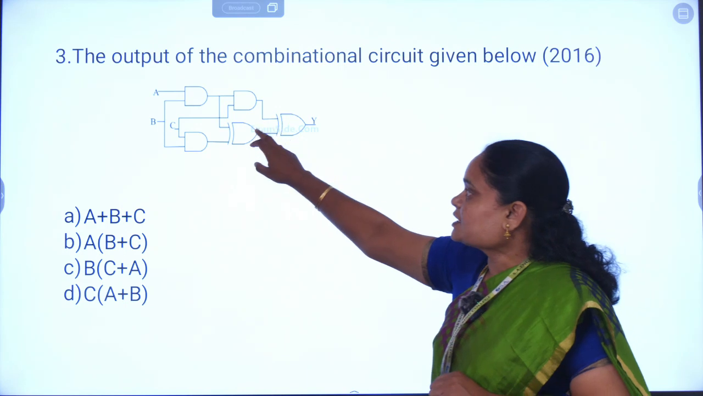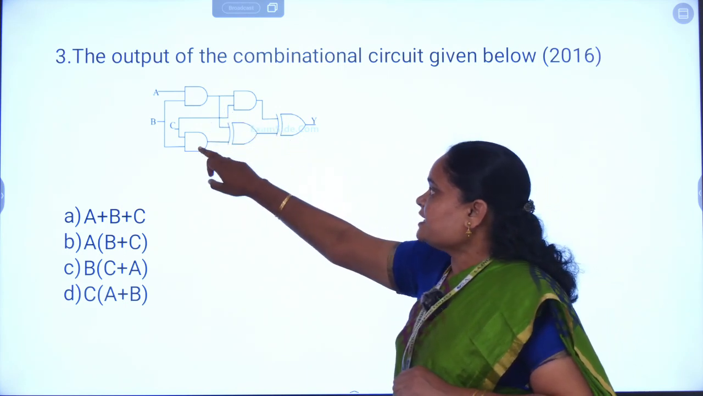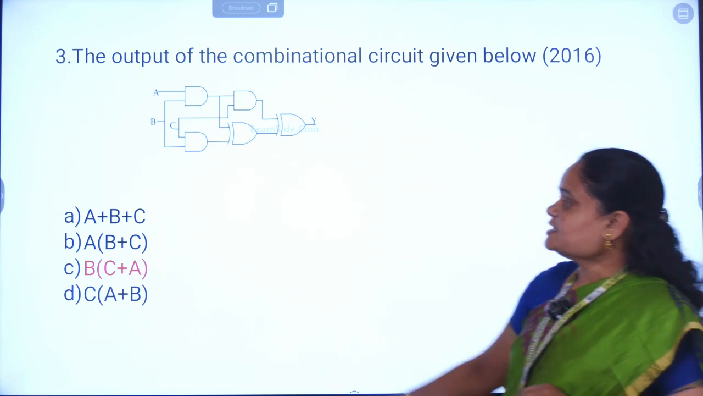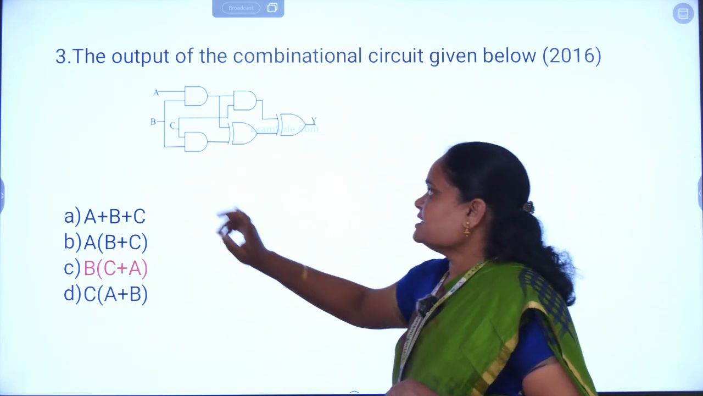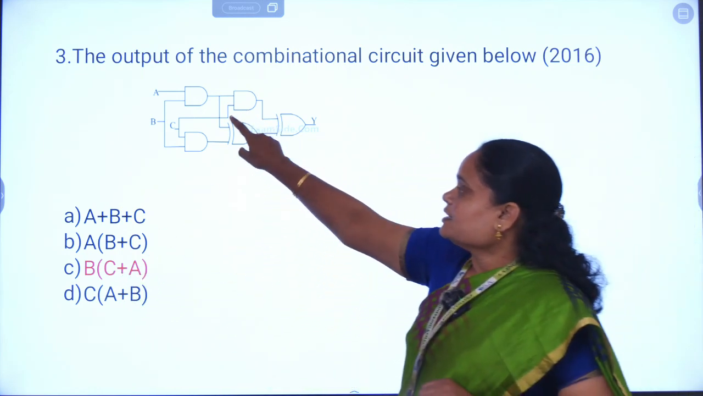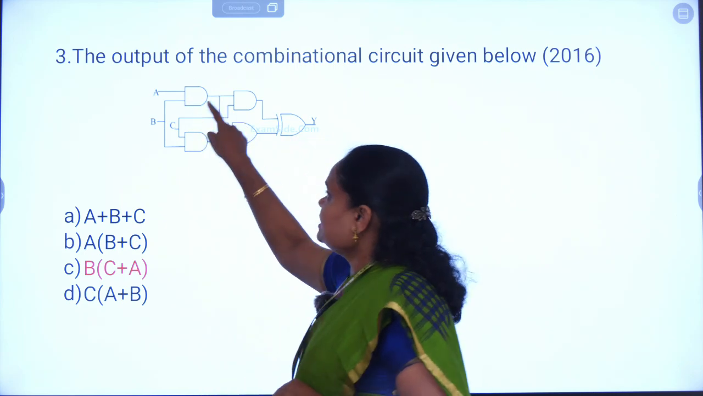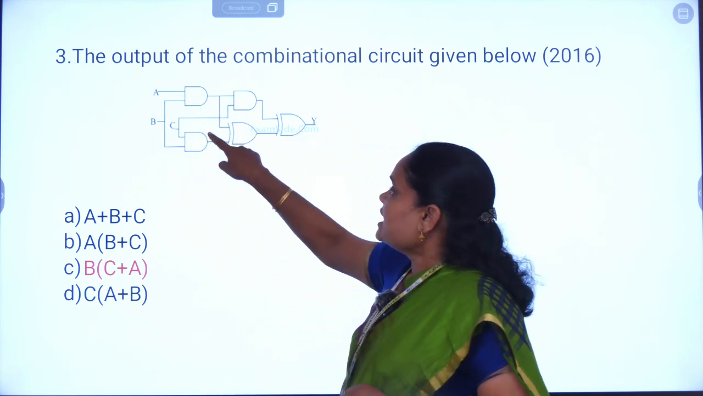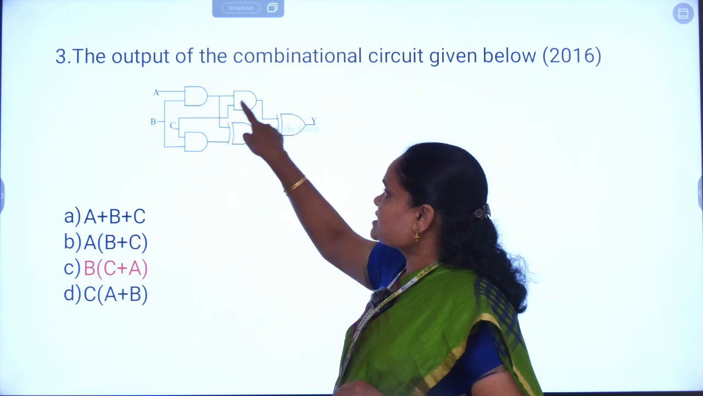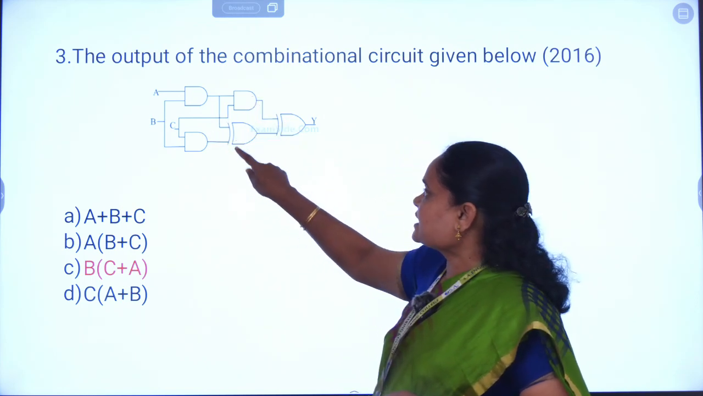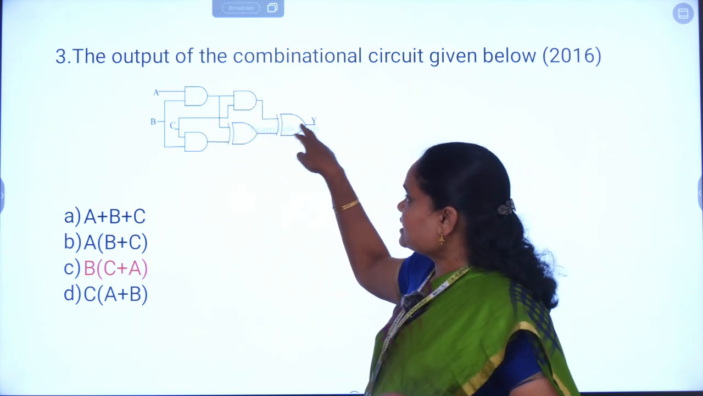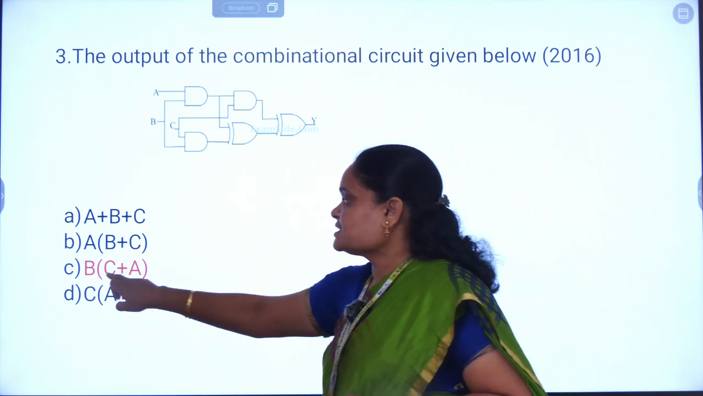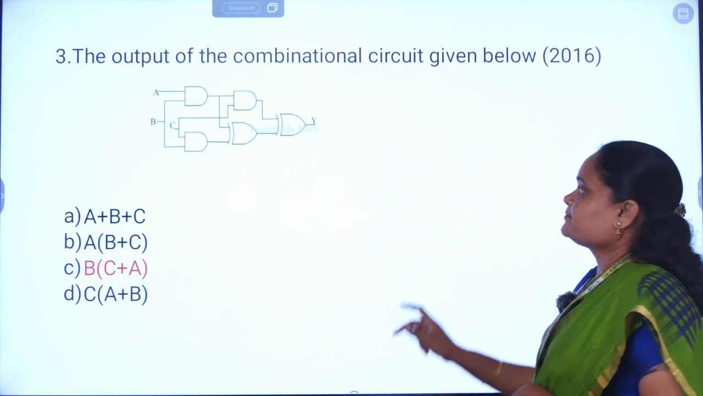The output of the combinational circuit given below. So this is a combinational circuit which consists of an AND gate and an XOR gate. In this, BC plus A is the answer. So A and B, and then B and C is the result of these two things. And then this output is given as an input for the AND gate and XOR gate. The output of AND and XOR is given as an input for the next XOR gate. We get the answer BC plus A.